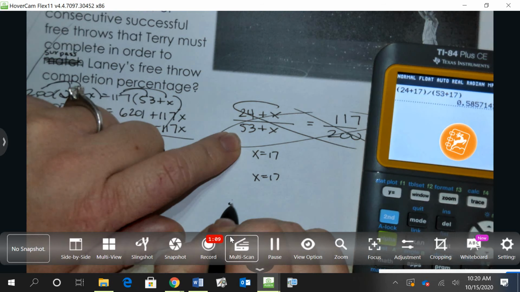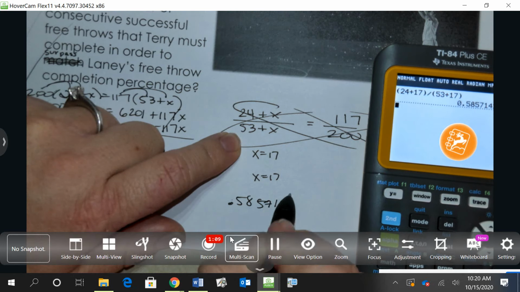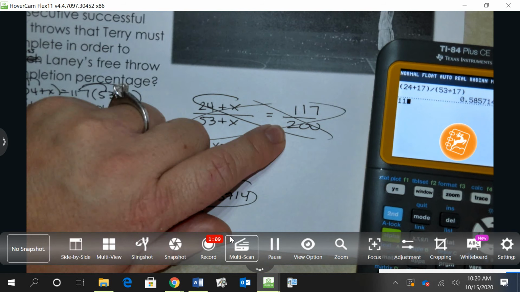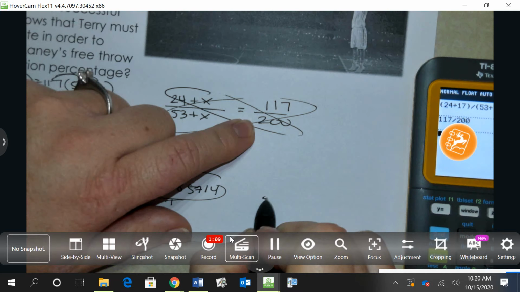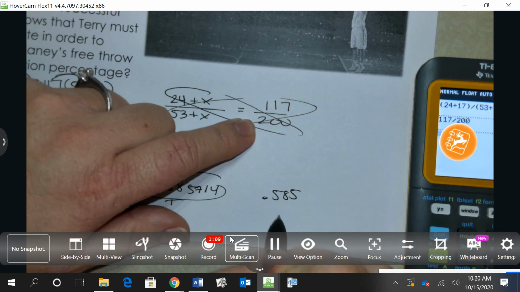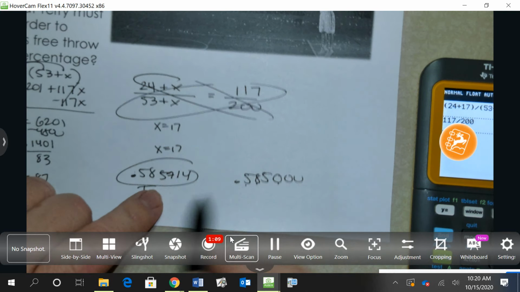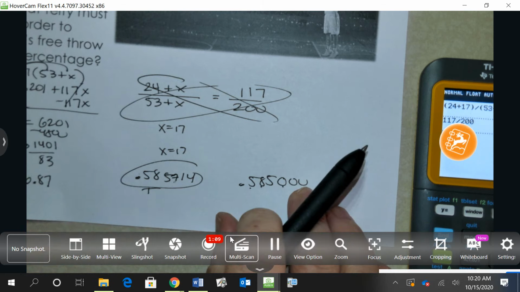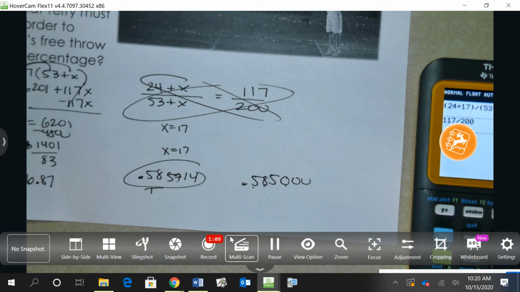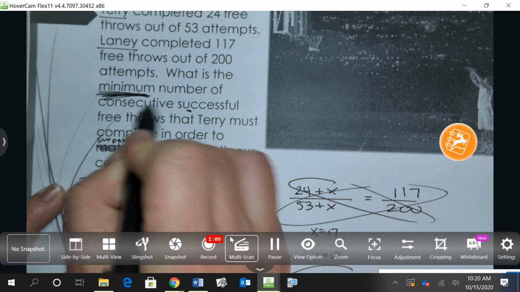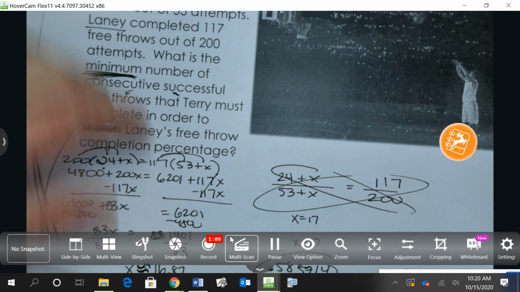So 0.5857. This is Terry. And now, are they extremely close? Of course they're extremely close. Terry now has a slightly better free throw percentage. He now has a 7 here. And you're like, well, why can't I say 19? Still, if he attempts a minimum that he must shoot and be successful with before he surpasses, the answer would be 17.